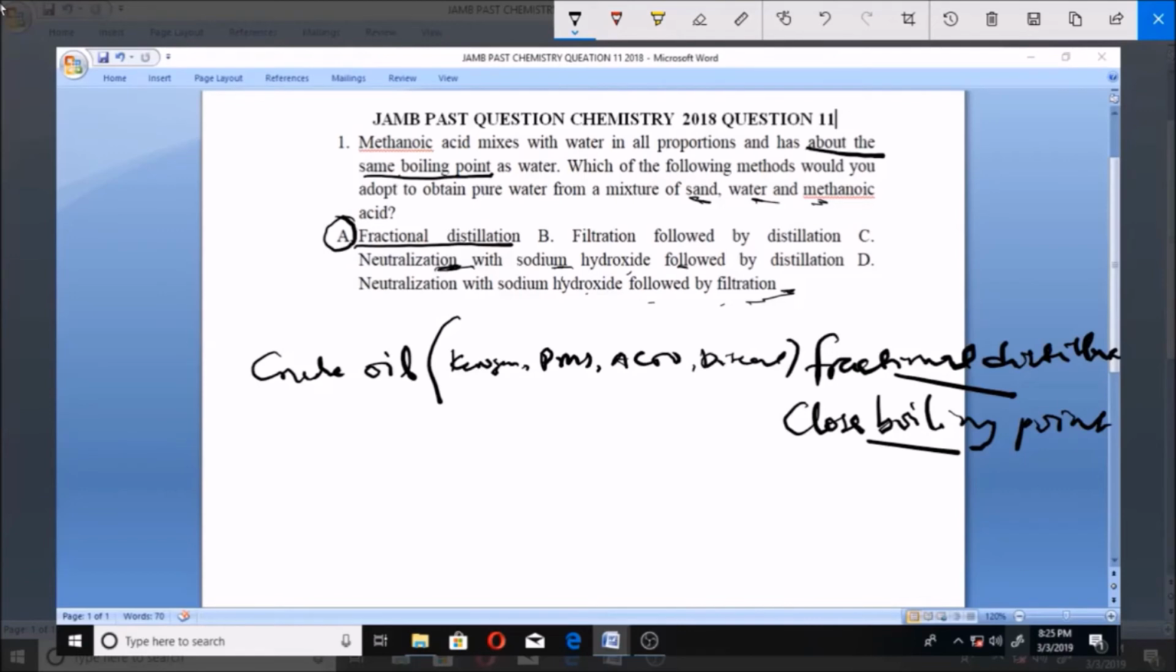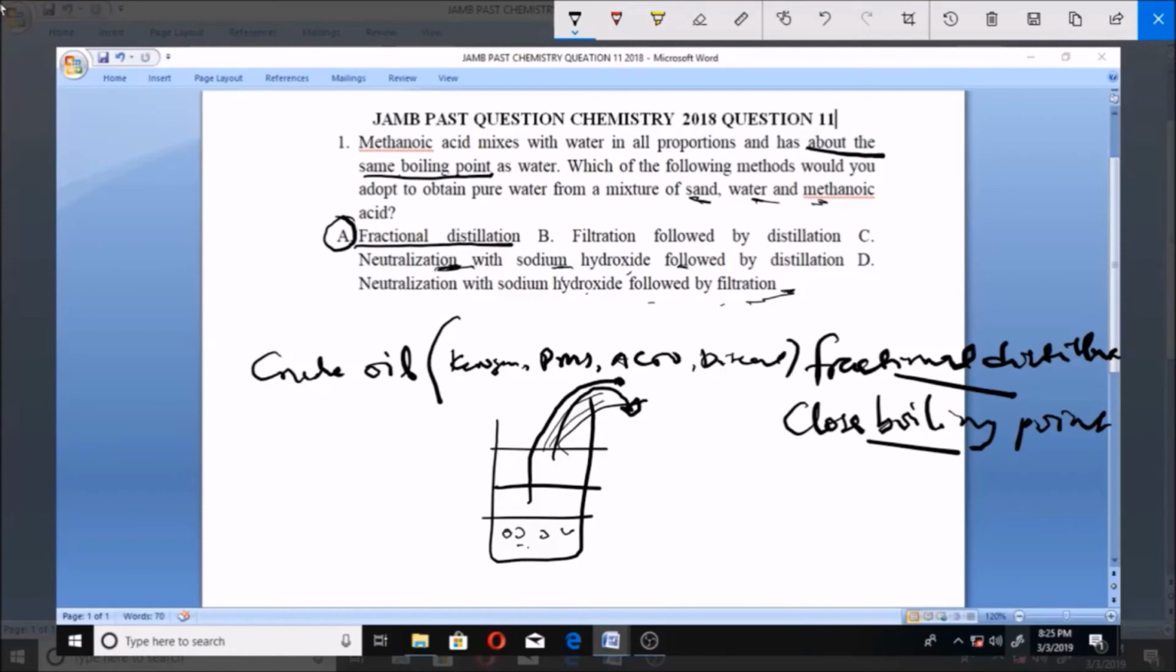But if you're separating a solid from liquid, you can also use filtration for this. But fractional distillation does it because at the right temperature, the one with lesser boiling point will go out first. Let's say it is methanoic acid or water, it goes out first. Then the next one, which is water, goes out. Then you have your sand remaining.